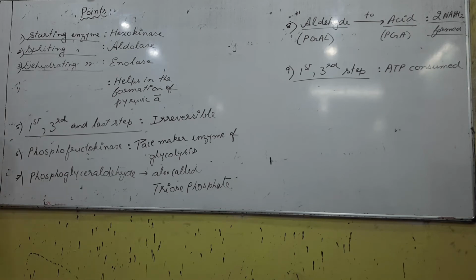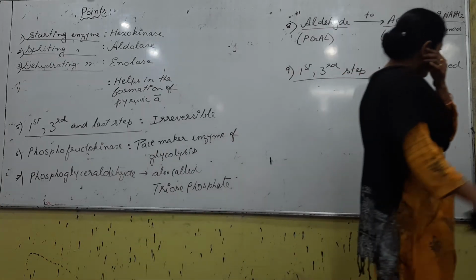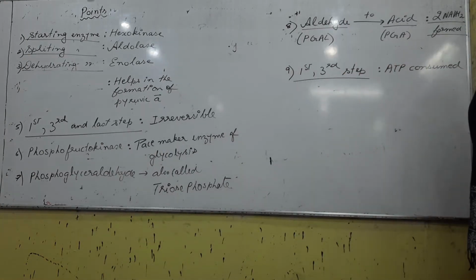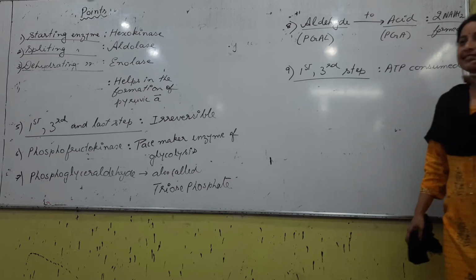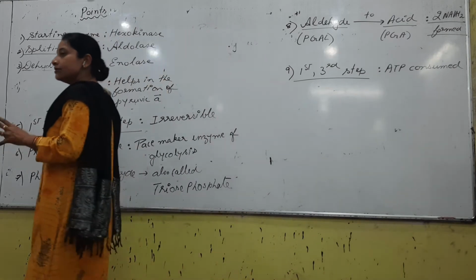Pacemaker enzyme: phosphofructokinase plays the role in glycolysis. Phosphofructokinase converts fructose 6 phosphate into fructose 1,6 diphosphate, right? It is a deciding step. After that, the molecule splits, right? So that's the reason.